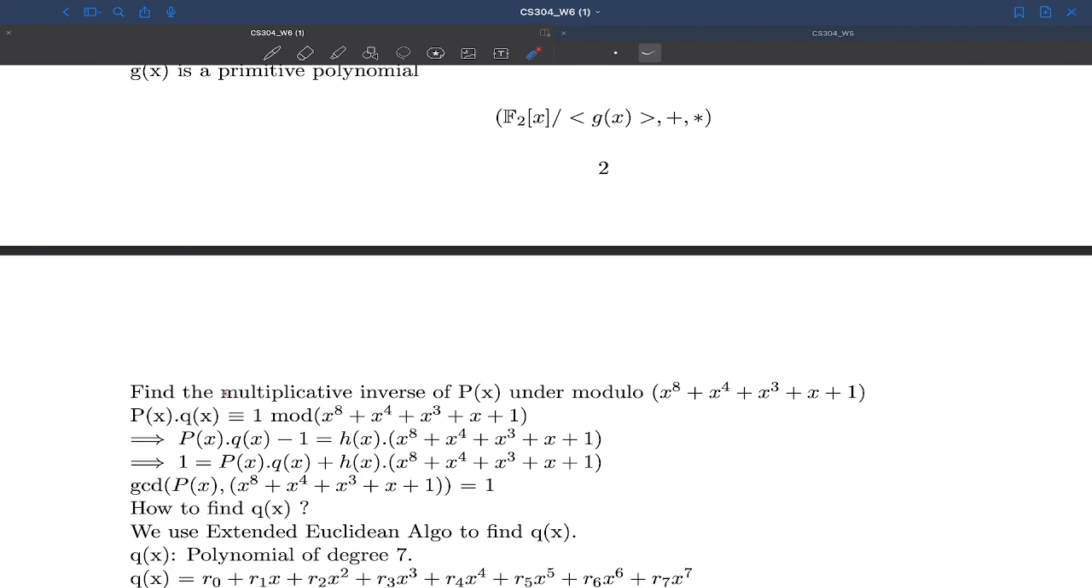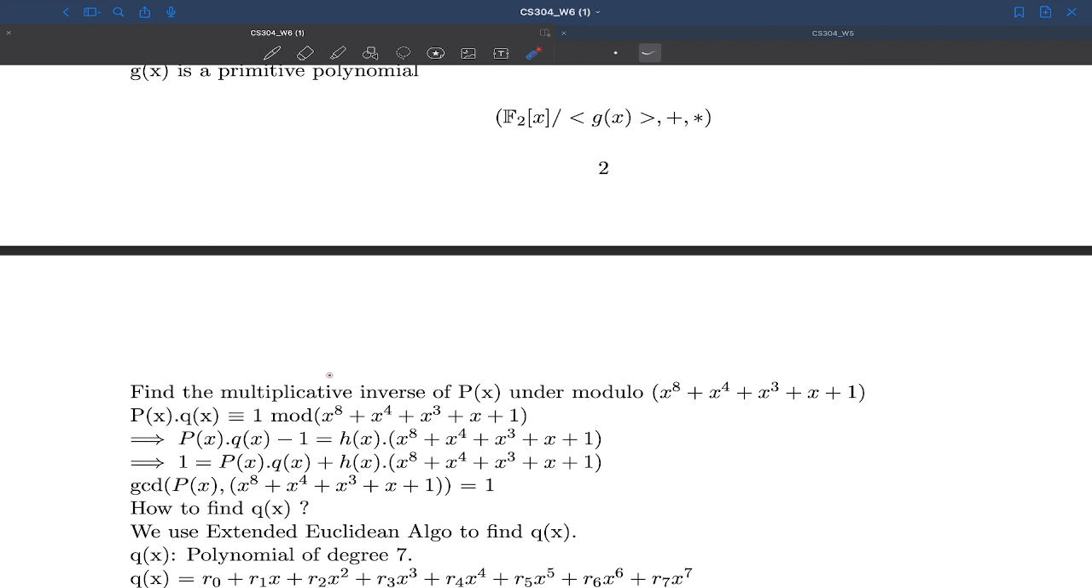So then what can I say? That px times qx is a product which, if I divide with this gx, x8 plus x4 plus x3 plus x plus 1, I get remainder 1. So this px times qx is just 1 unit away from being a multiple of this gx. So if I subtract 1 from this px times qx, it will become a multiple of this gx polynomial, x8 plus x4 plus x3 plus x plus 1.